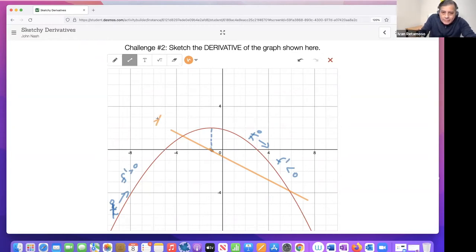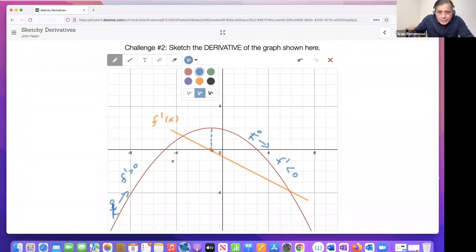F prime of x. And now let me go back here, f prime of x, we'll have this graph, where f of x has this graph. You follow, guys? Just draw a line going through zero at this point. Important here that the derivative is zero. Now here, for example, you can write derivative at this point zero, at the peak. All right, moving on.